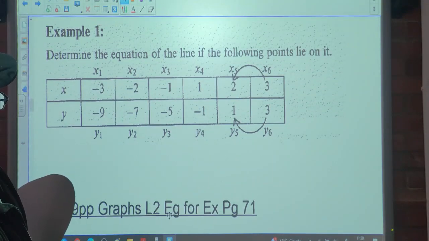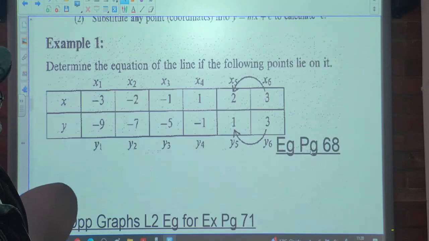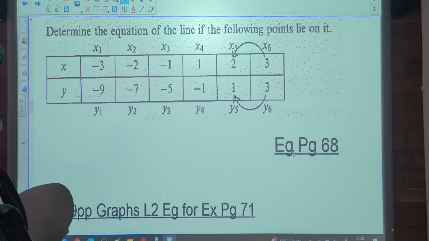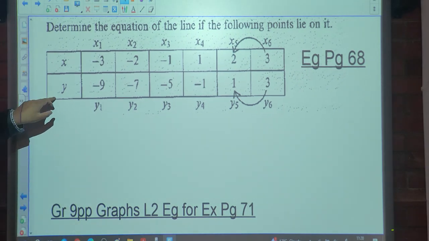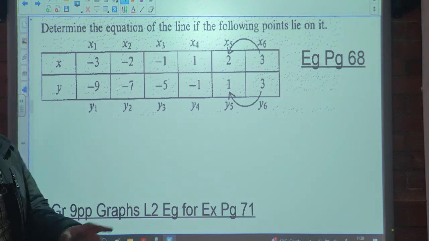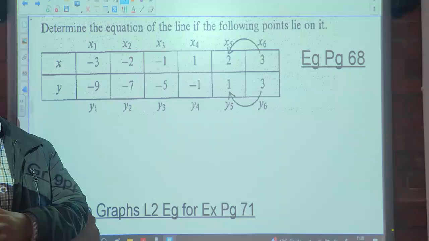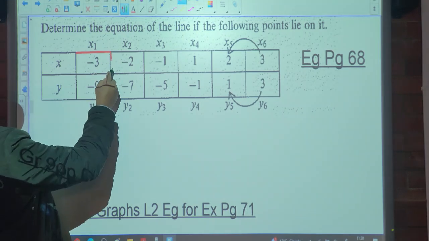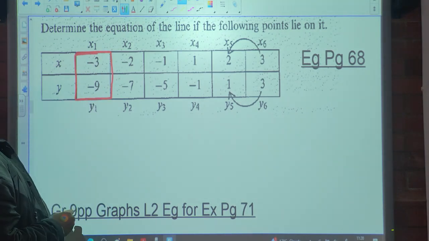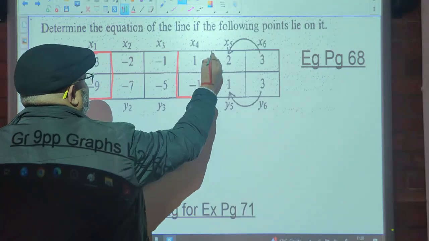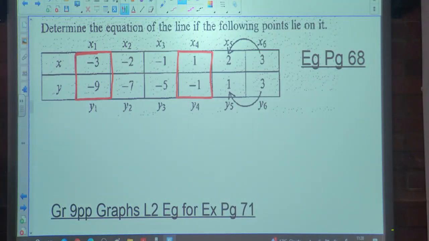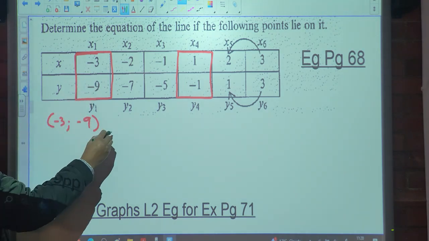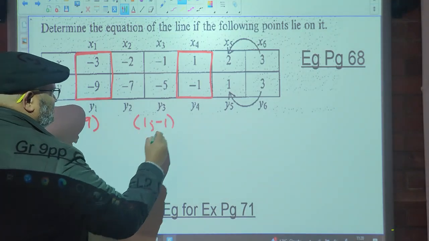So let's look at this method here. If we are given a table to determine the equation of a line, we can choose any set of points, but we choose 2. I'm going to show you 2 ways I'm going to do it. In the first case, I'm going to choose negative 3 and negative 9, and 1 and negative 1. Okay. So the coordinates are negative 3 and negative 9. Remember, that's an x and a y. And 1 and negative 1.